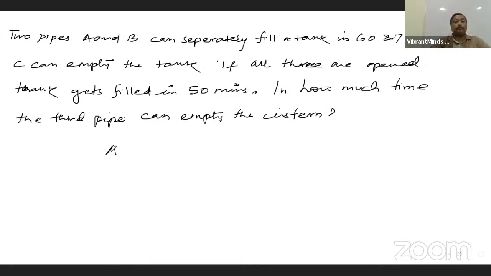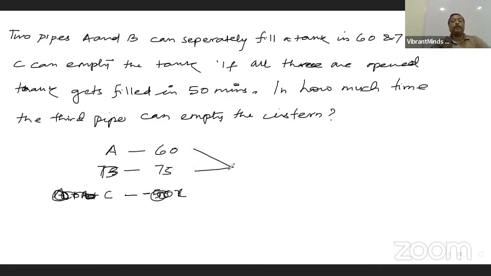Now see, A can do it in 60 minutes. B can do it in 75 minutes. And A plus B plus C can fill it in 50 minutes. And here C is an emptying pipe. So understand. Or what we can do is, let's say C can empty it in X minutes, so 1/60 plus 1/75 minus 1/X. The LCM gives 300X. This is 5X, this is 4X, and this is minus 300.